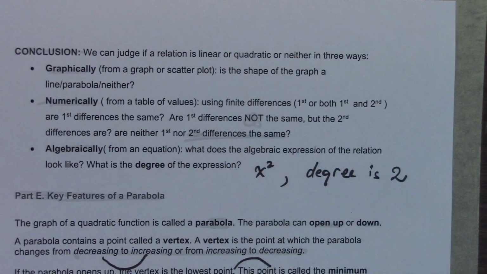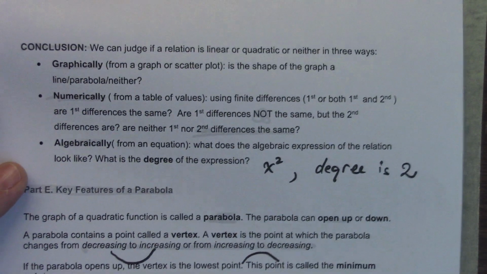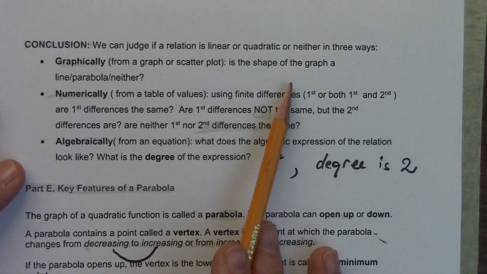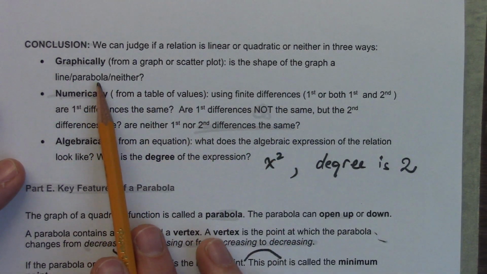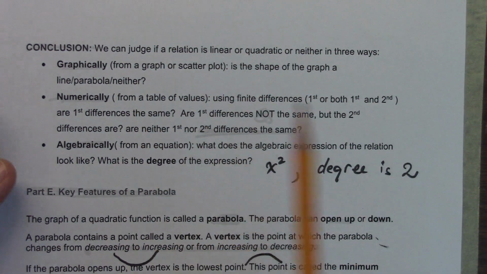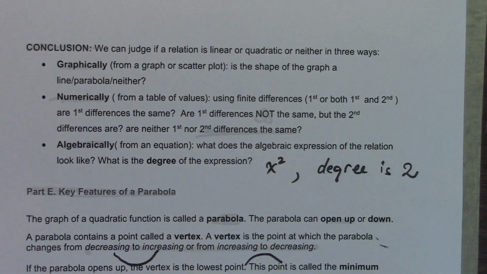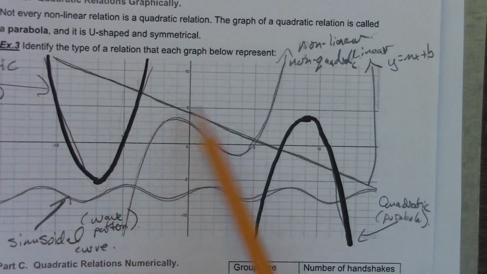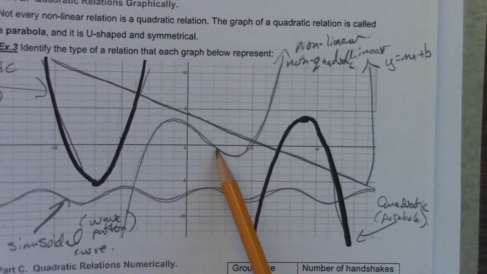Okay, conclusion. We can judge if a relation is linear or quadratic or neither in 3 ways. Graphically, we just look at it. We do a scatter plot. Is the shape of the graph linear, parabola, or neither? Okay. We did that with this. Quadratic, linear, neither.